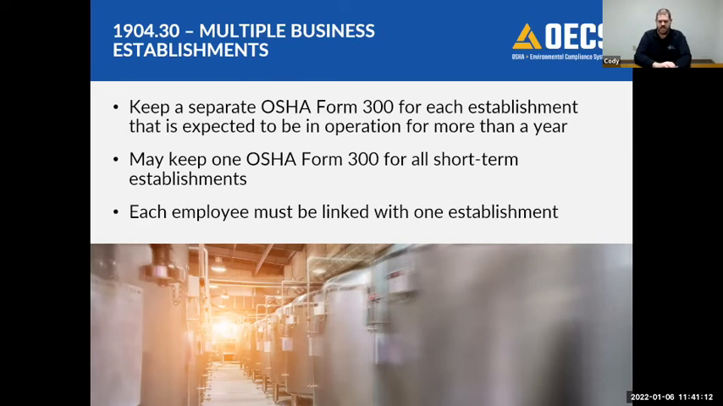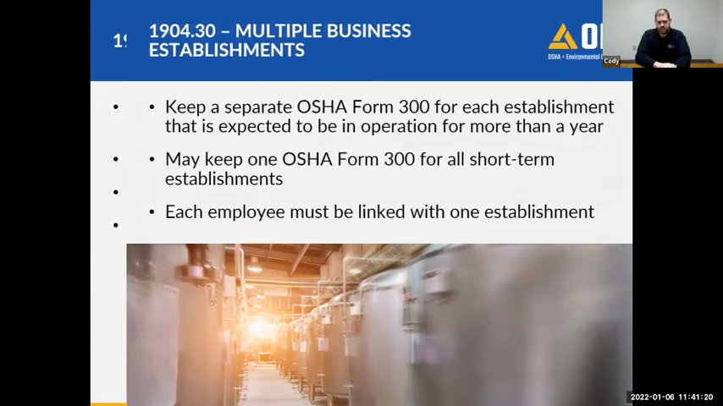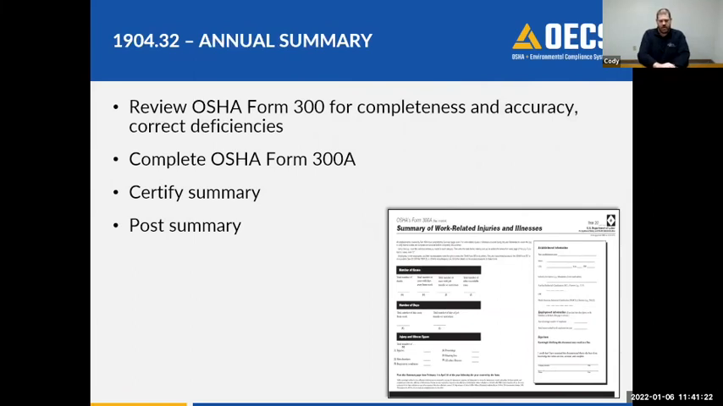We want to make sure it all stays on that one particular form that they're established or linked to in that situation. So annual summary, this is that 300A form. Like I said, where Tim mentioned bringing all the numbers down, make sure you complete that. Make sure your numbers are accurate.